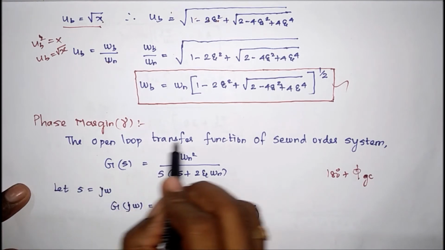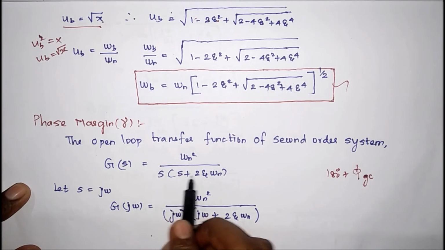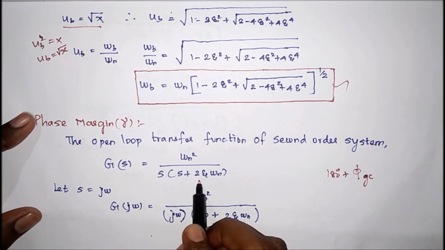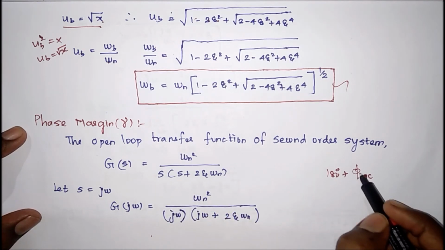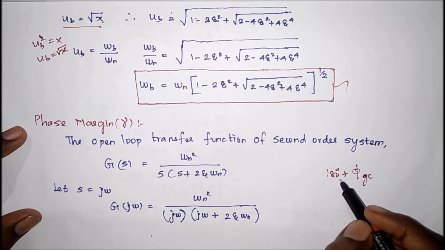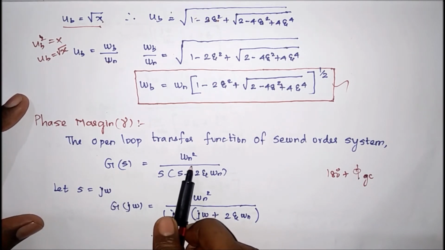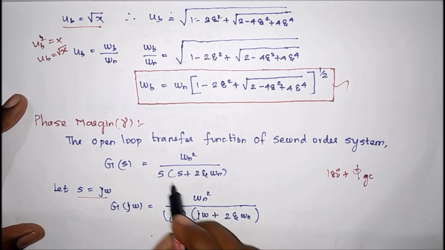So we know the open loop transfer function of a second order system, G of s equal to omega n square divided by s into s plus 2 eta omega n. Now for phase margin we consider the open loop system, because in the open loop system we are going to add phi gc with 180 degree to bring the unstable system to stable system. That's why we considered the open loop gain of the second order system. Now according to the frequency domain specification we have to substitute s equal to j omega.